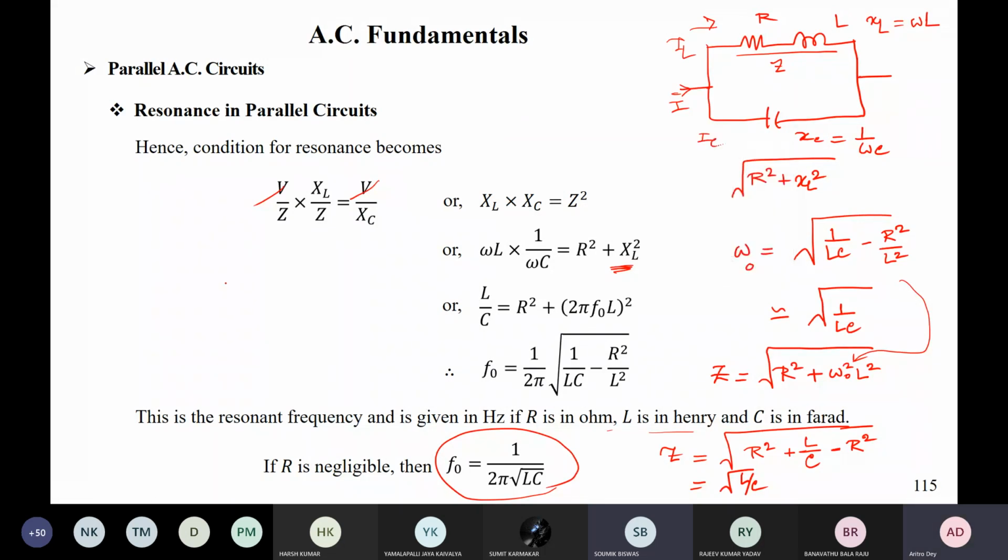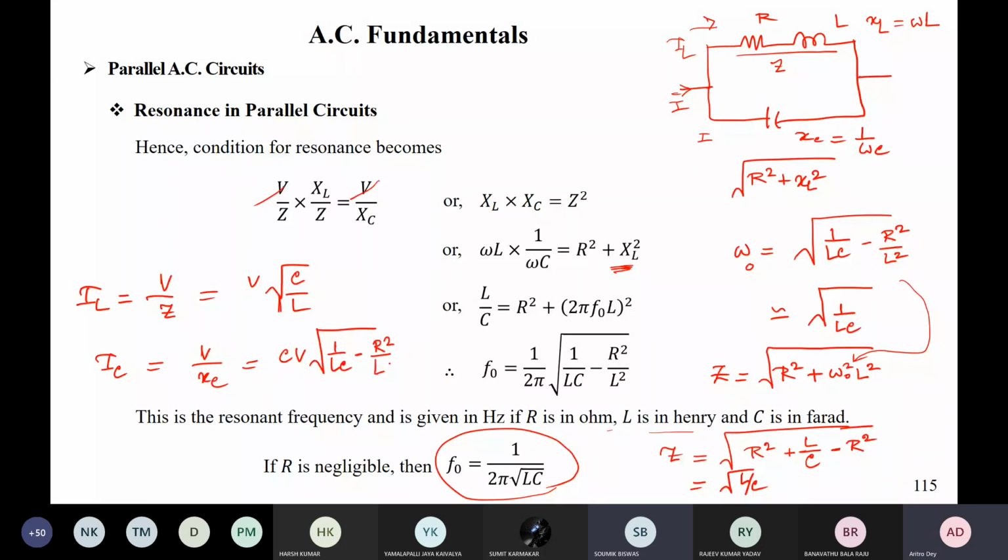So we can find out the value of IL. What is your IL? That is equal to V by Z. During resonance, Z is equal to root over L by C, so it is V into C by L. And what is your IC? IC is equal to V by XC, which is equal to CV into omega, which is equal to 1 by LC minus R square by L square.